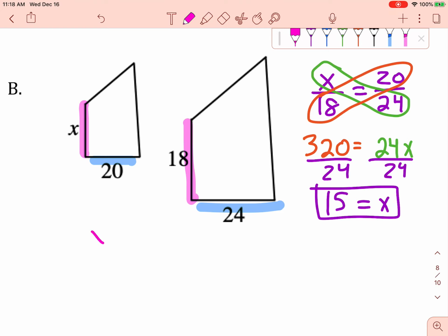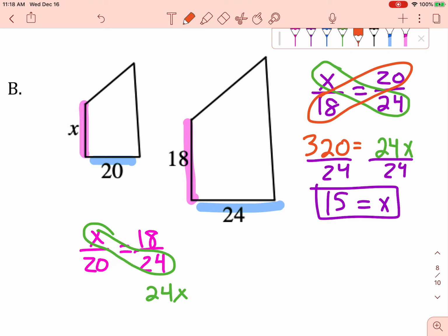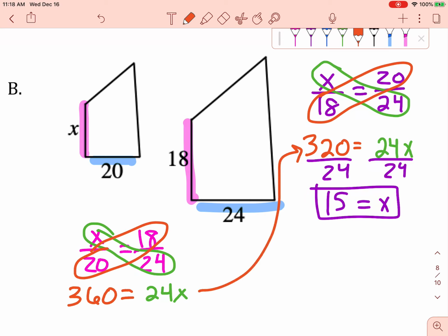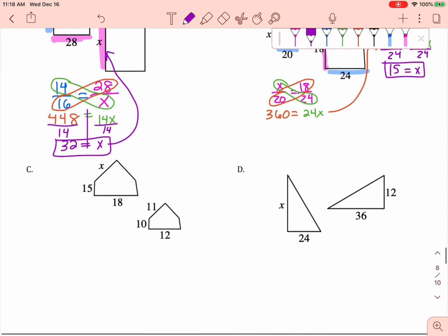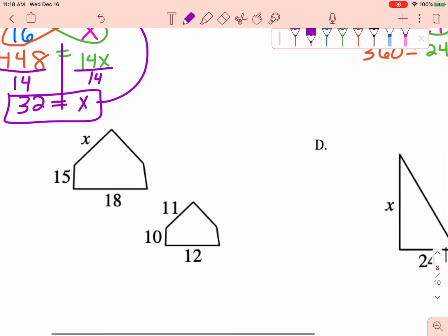Keep in mind if you wanted to do x over 20 is equal to 18 over 24, that is the same as what I wrote down, because watch what happens when you cross multiply. You're multiplying the same numbers. You still get 24x, and look what happens the opposite way. You still get 360. You're getting the same equation with a different proportion. So there are multiple proportions you could have written. You should still get the same answer of x is 15.